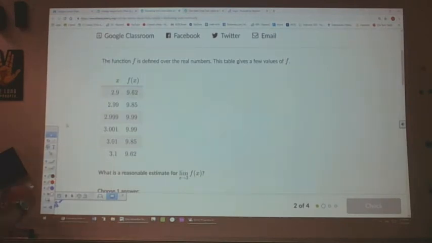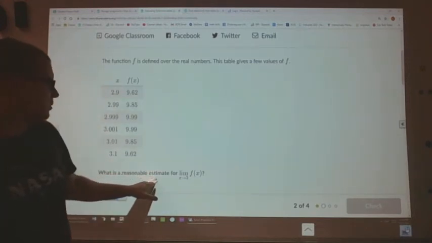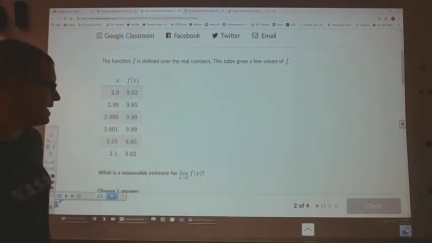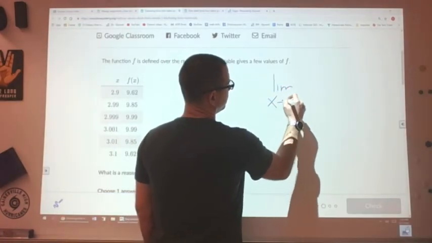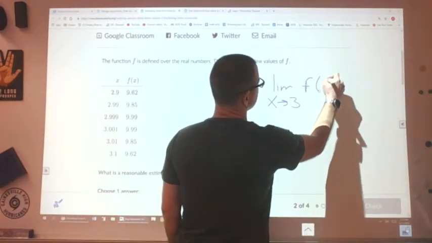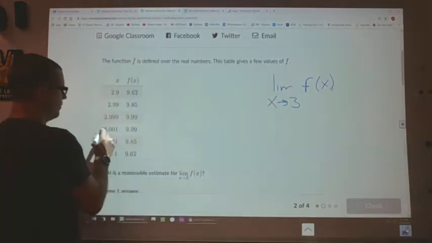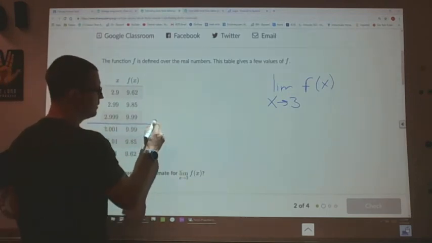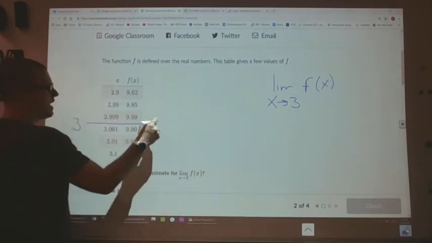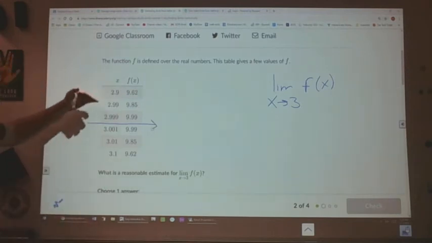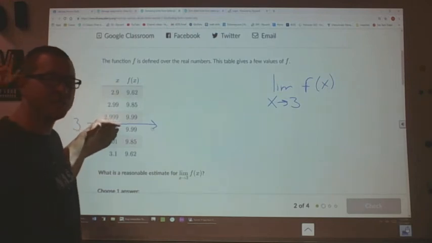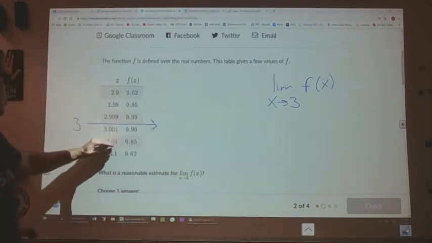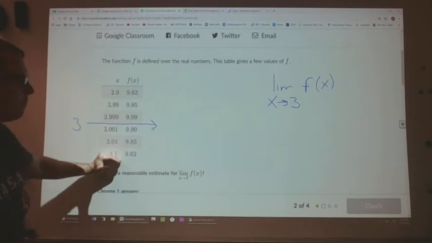Here, we have this table. What is a reasonable estimate for the limit as x approaches 3? So we're looking for the limit as x approaches 3 for f of x. So you can see right here in the center of our table would be 3. 2.9, 2.99, 2.999. Those are values that are less than 3. 3.001, 3.01, 3.1. Those are values that are bigger than 3.